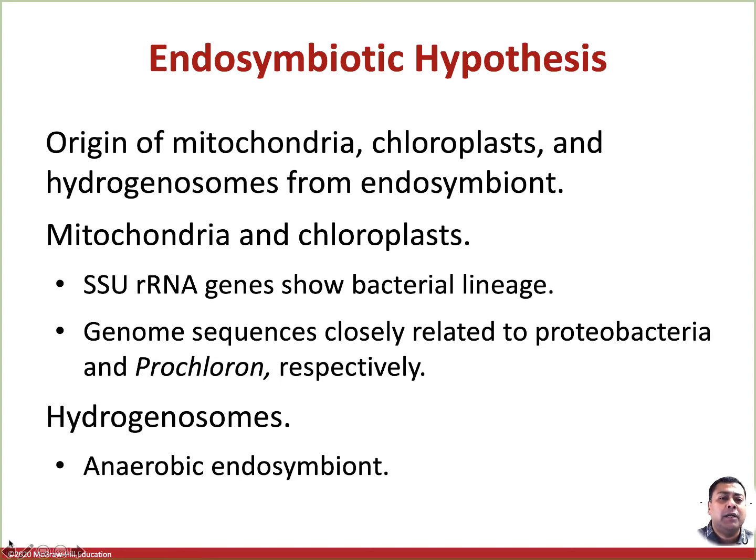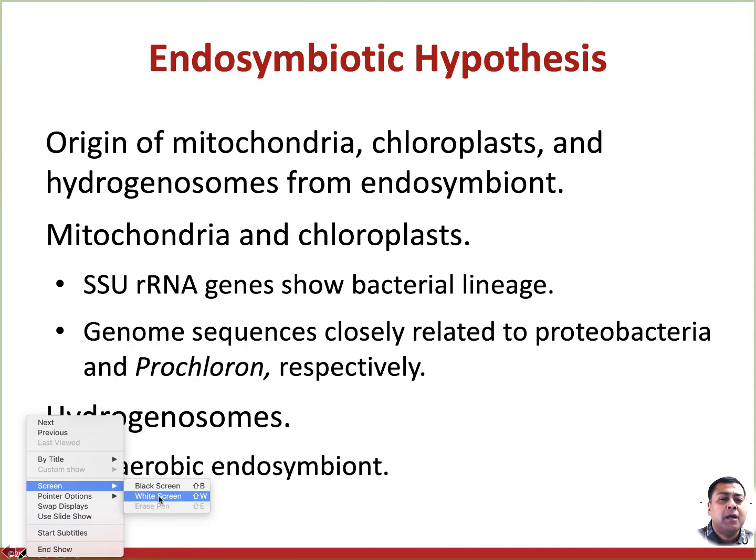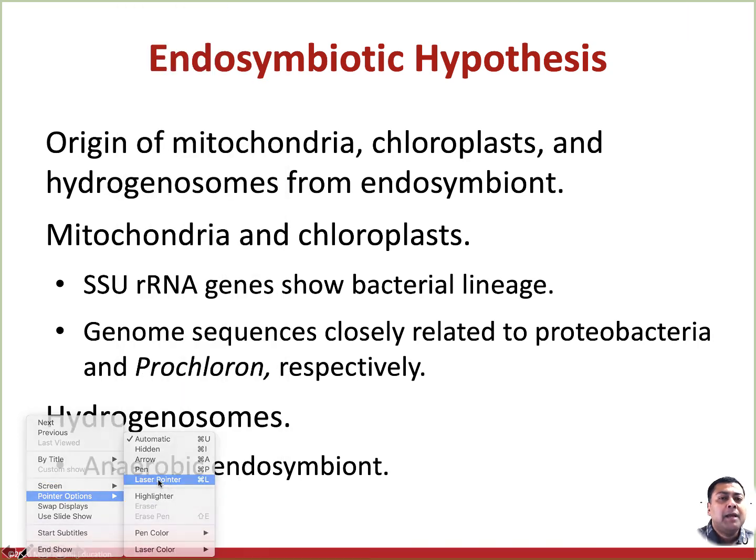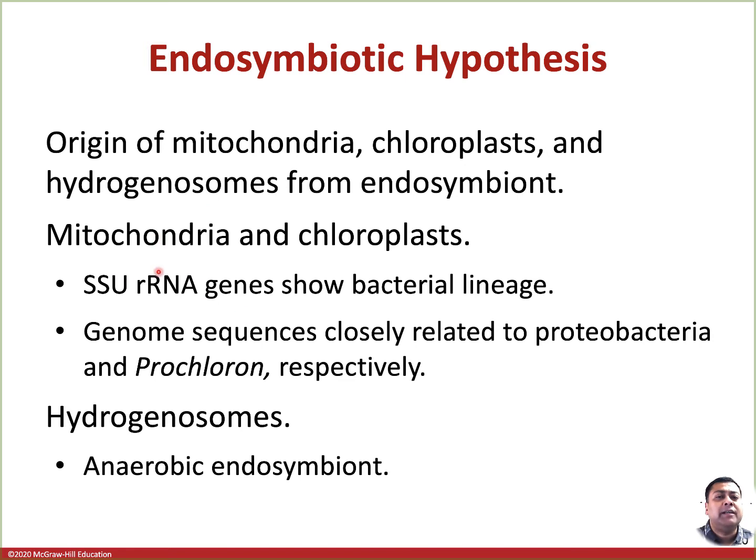And how did they understand that this really happened over time? They found that in the mitochondria there are some small subunit ribosomal RNA genes which show bacterial lineages as well. Genome sequences closely related to some of the proteobacteria or Prochloron do have some of the mitochondria or chloroplast sequences. So Prochloron is for chloroplast, proteobacteria for mitochondria. And also the hydrogenosomes are some of what we are talking about. Let me explain how this worked.